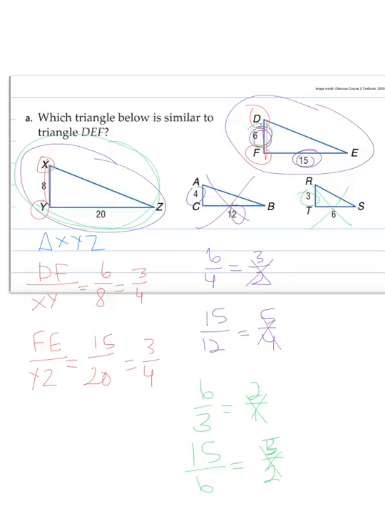And we would write the statement, triangle DFE is similar, again similar is that one squiggle, to triangle XYZ. And again, you have to make sure D and X, F and Y, E and Z, those corners match up with each other.